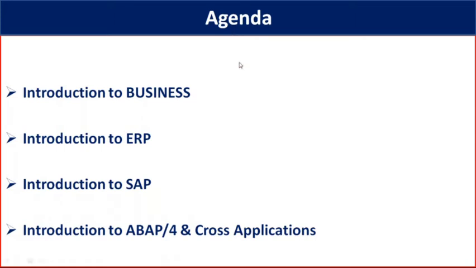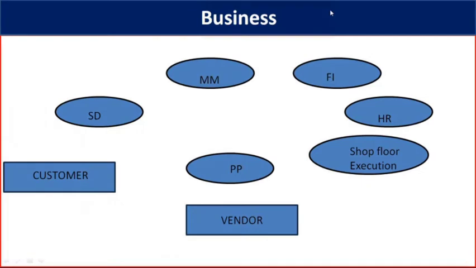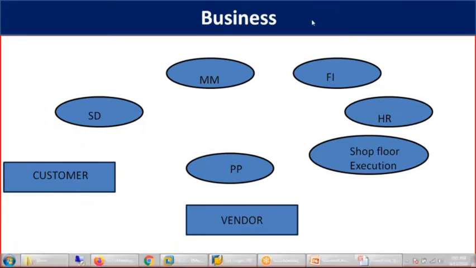Okay, so: introduction to business, introduction to ERP, introduction to SAP, introduction to ABAP and cross applications. Just now I told you, ERP is for business applications. In business, we have different areas. Just for example, I'm showing you materials management, sales and distribution, finance, production, human resources, HR, manpower. In every organization, you find these departments, whether they use software or not.